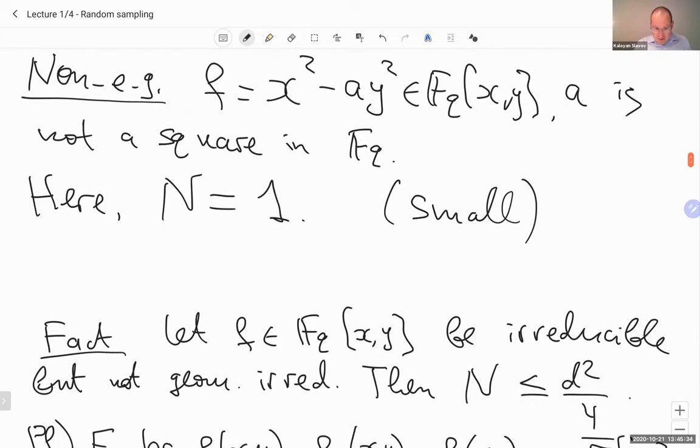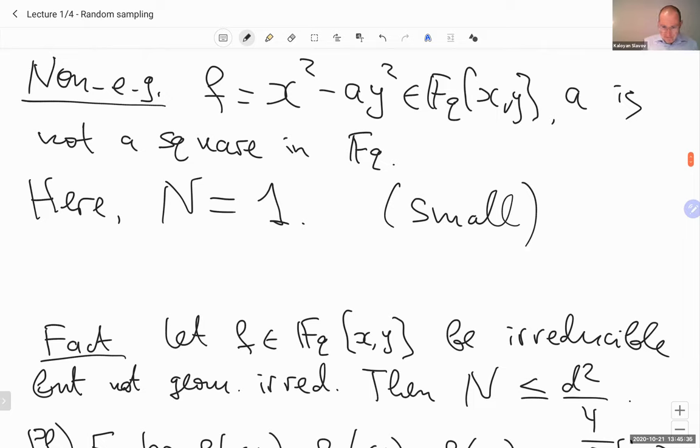Now, what is happening here geometrically? Geometrically, our hypersurface looks like two lines. I draw them dotted because you don't really see them. You only see them over the algebraic closure. And what we proved below is that any F_q point on the hypersurface, on the curve, belongs to each of these two lines. But two lines can only intersect at one point. That's why in the end we have only one solution, and that's why we have so few solutions when the polynomial is irreducible but geometrically reducible.